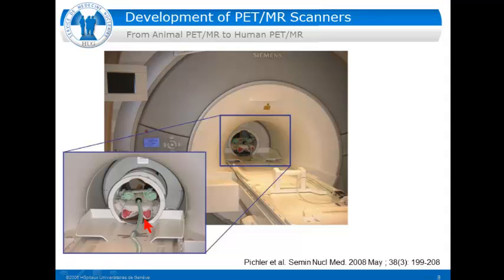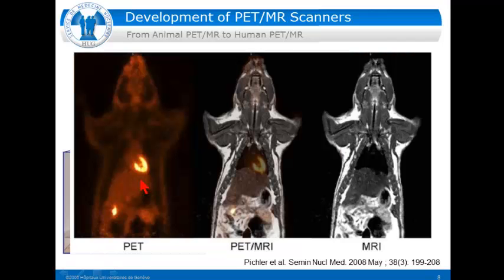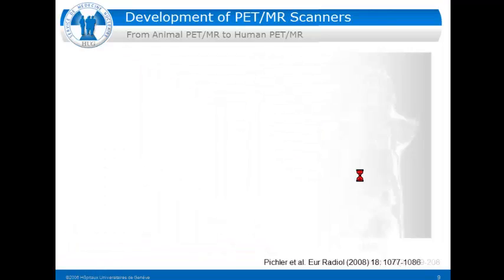And the first thing they scanned was still mice, because it was not yet suitable to put a whole human being in, that's clear, and for the first tries they couldn't even put a brain into it. However, the first whole body mouse images they generated were quite acceptable, with really an inline and simultaneous PET-MR acquisition. On the basis of these prototypes, fully integrated PET-MR systems were developed.